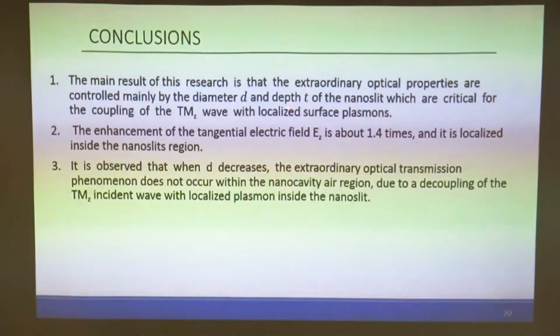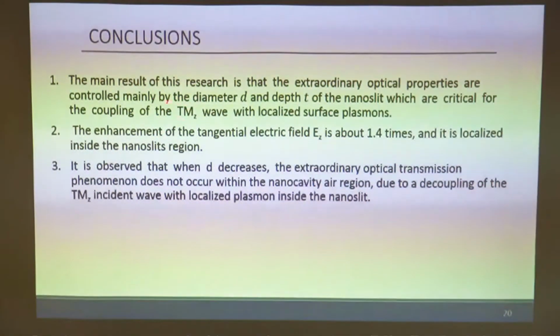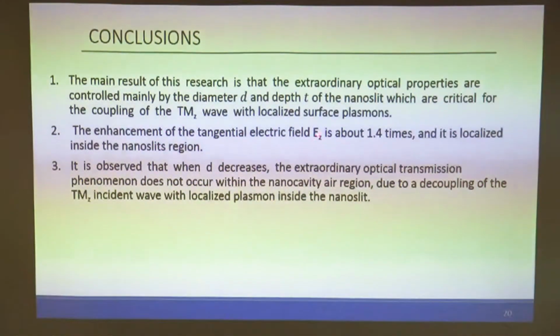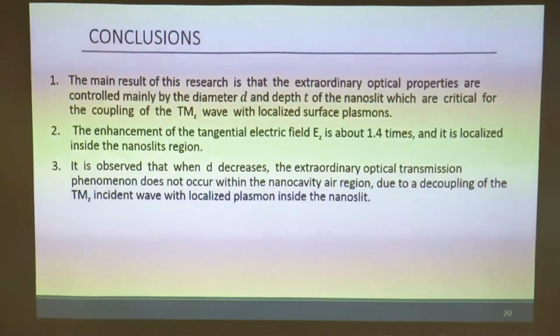actually the main result of this research is that the extraordinary optical properties are controlled mainly by the diameter D and the depth T of the nanoslit, which are critical for coupling the wave and the localized surface plasmon in the slits. And the enhancement of the tangential electric field is about 1.4 times, and is localized inside the nanoslit region, very interesting for using for plasmonic biosensing.